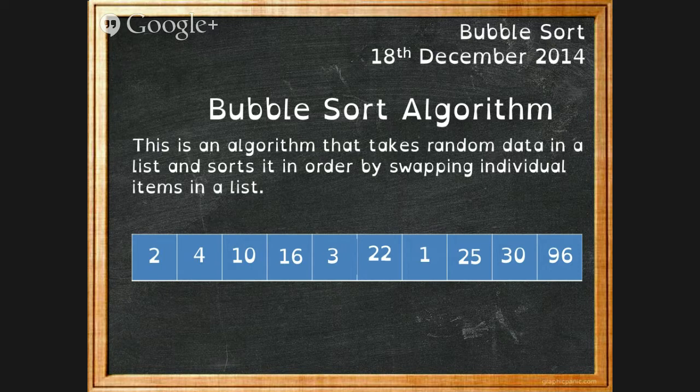Then we found the 3. And we swap them over, 22 and 1. Then 22, 25, 30, 96, already sorted. Go back again to the beginning of the array. 2 and 4, yeah, 4 and 10, 10 and 16, 16 and 3, found another one. There we go.